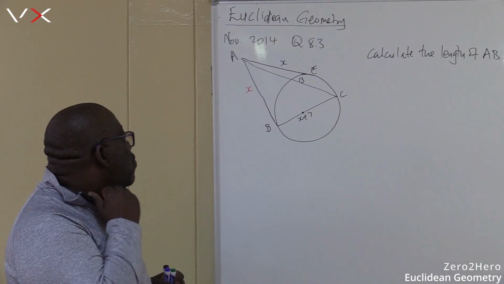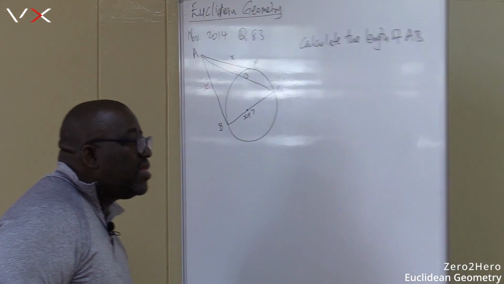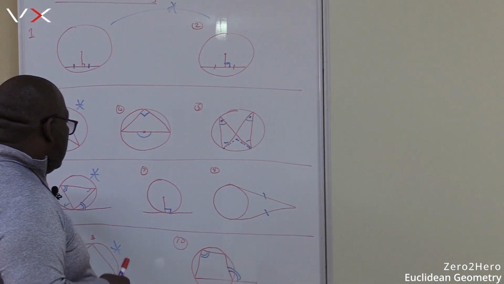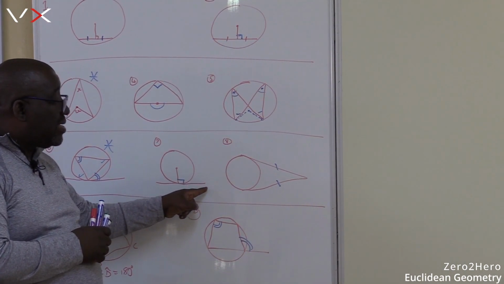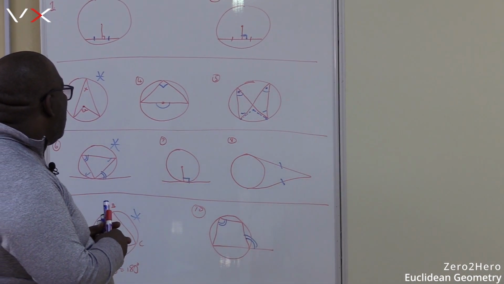What else do I know? All right. I can also see this theorem here. What is the name of this line? It is called a tangent. And what is the name of this one? It is called a chord.